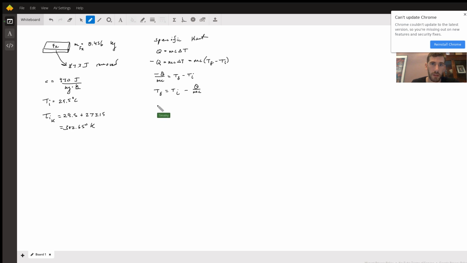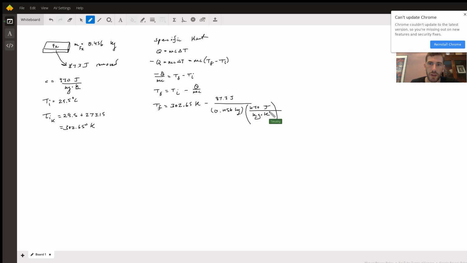Now we're ready to find the final temperature. So the final temperature is just going to be 302.65 Kelvin minus the heat lost, which is 87.3 joules over 0.456 kilograms times the specific heat, which is going to be that 470 joules per kilogram Kelvin.